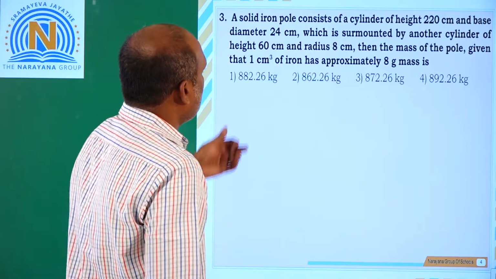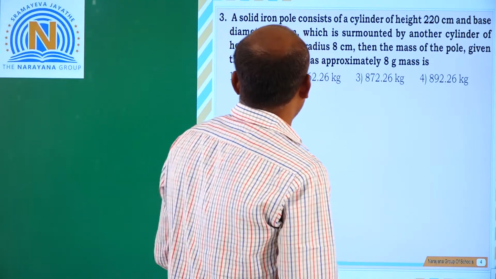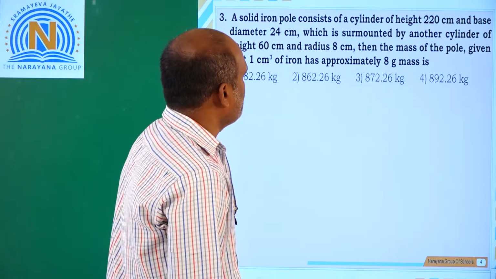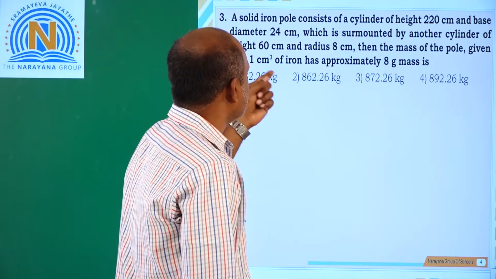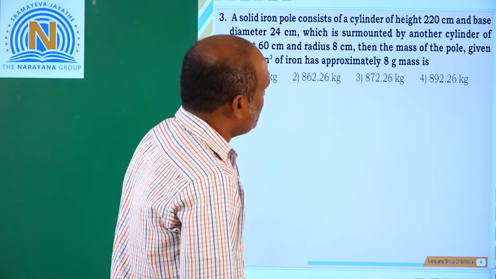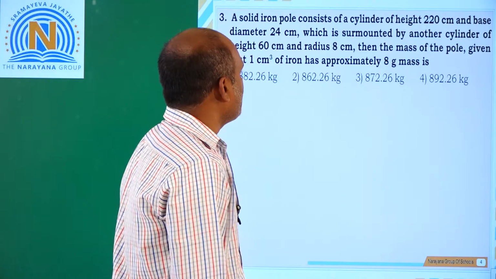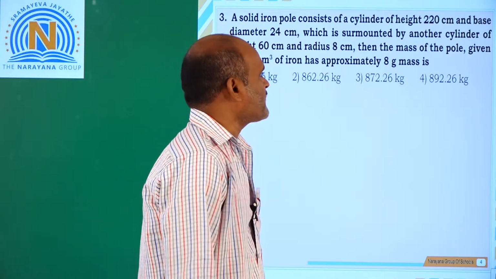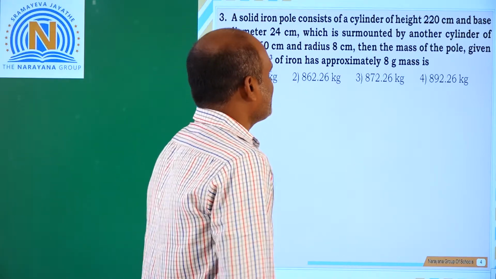A solid iron pole consists of a cylinder of height 220 centimeters and base radius 24 centimeters, which is surmounted by another cylinder of height 60 centimeters and radius 8 centimeters. The mass of the pole, given that 1 centimeter cube of iron has approximately 8 grams of mass, is asked.